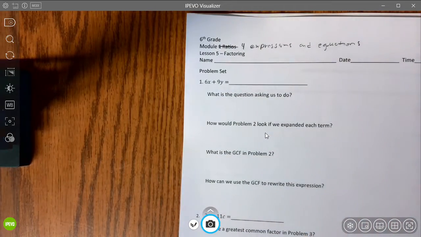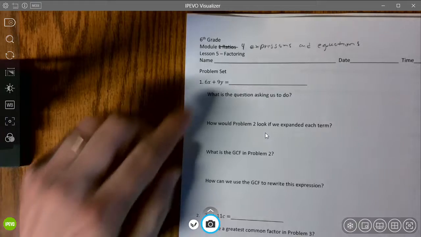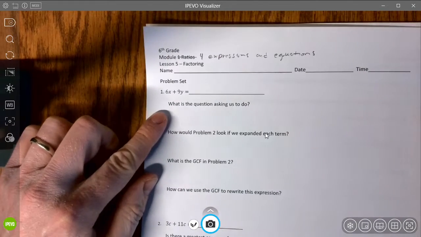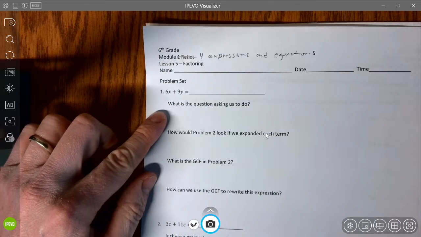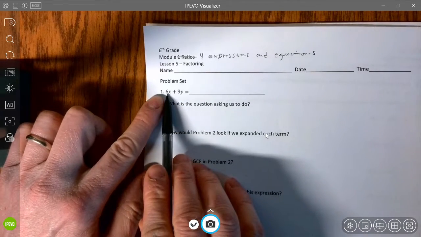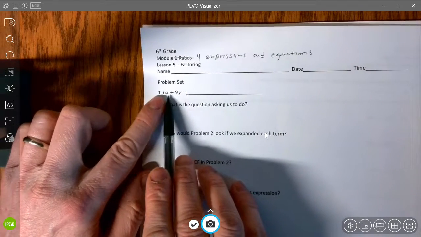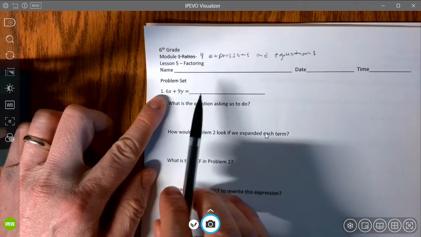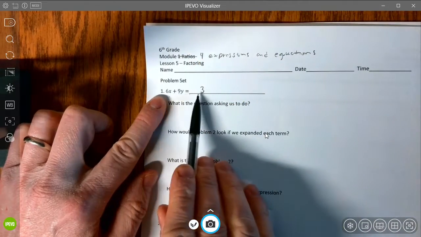So if we take a look at our problem set, again, what is the question? It just says, what is the question asking us to do, right? The question is asking us to rewrite the expression in factored form with the GCF on the outside. So what's our GCF here? I got 6x plus 9y. Well, is there a number that can go into 6 and 9? Sure, it's 3. So I'm writing the GCF on the outside.